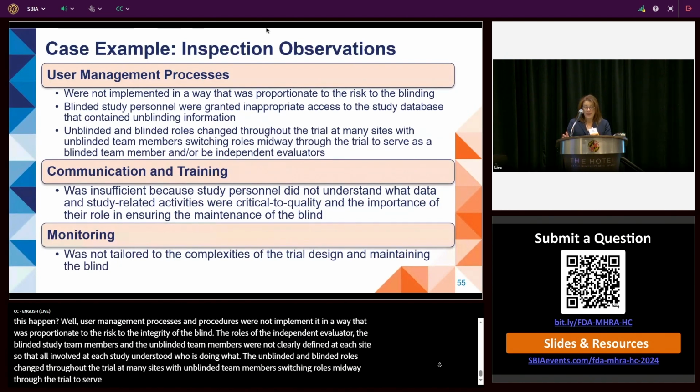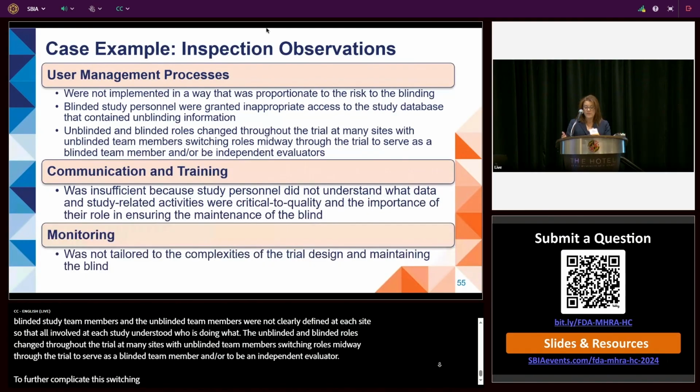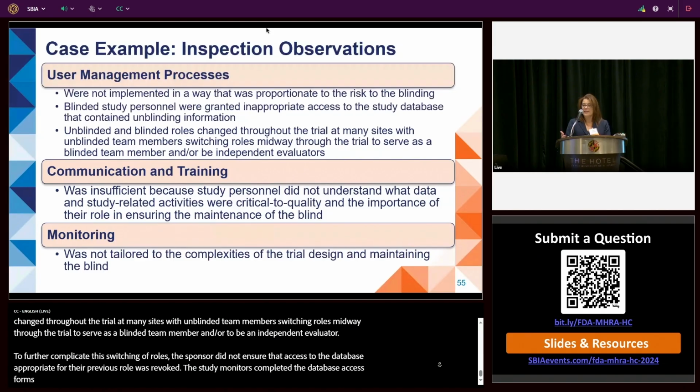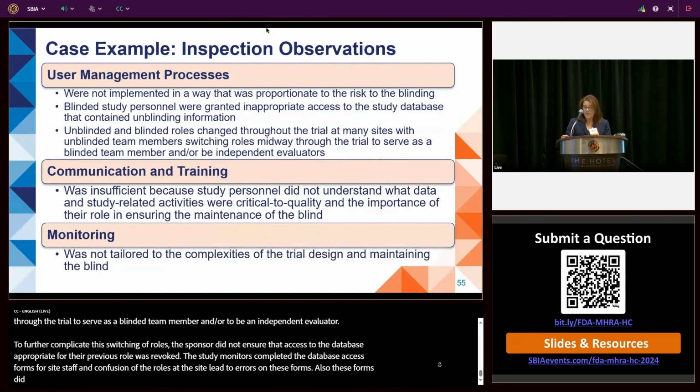To further complicate this switching of roles, the sponsor didn't ensure that access to the database appropriate for their previous role was revoked. The study monitors completed the database access forms for site staff, and confusion of the roles at the site led to errors on these forms. Also, these forms did not capture enough information about the roles and responsibilities of the site staff. The form just said, for example, give Dr. Smith access to database 1.